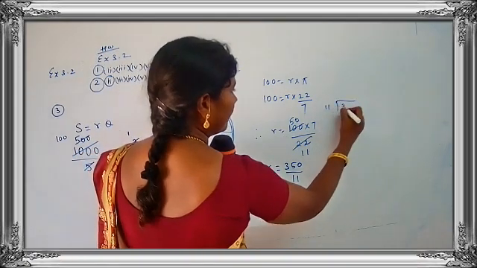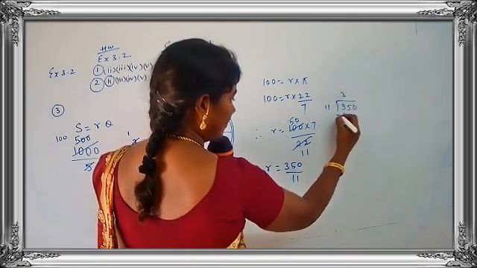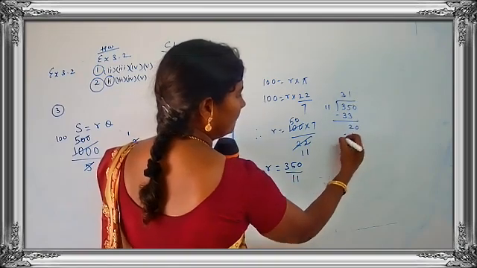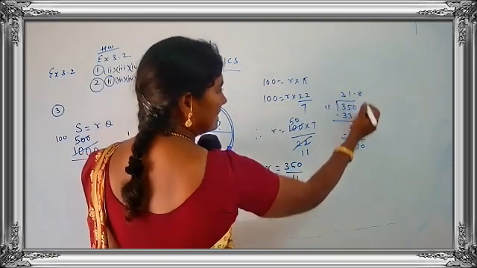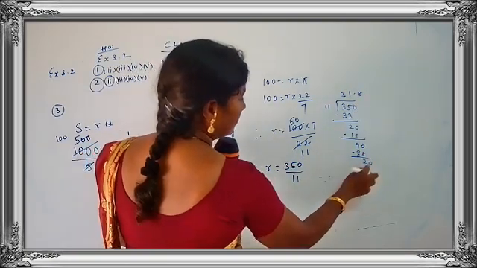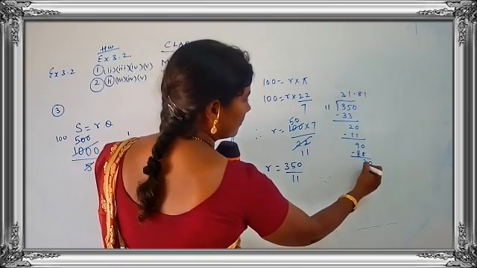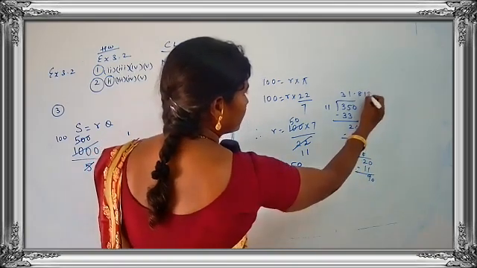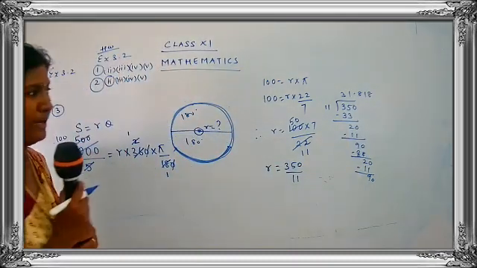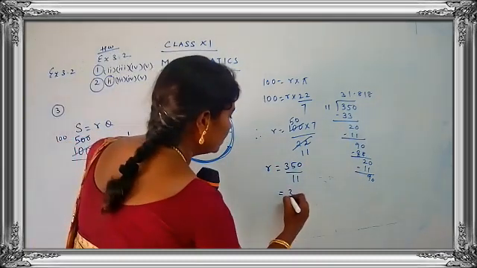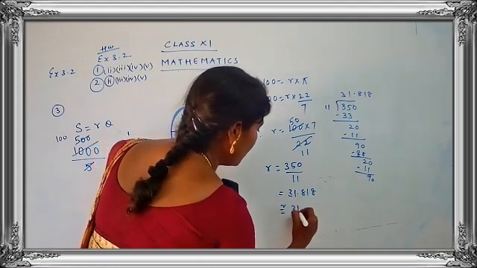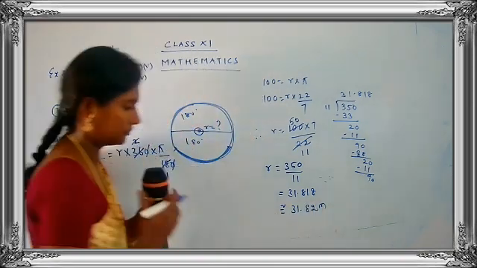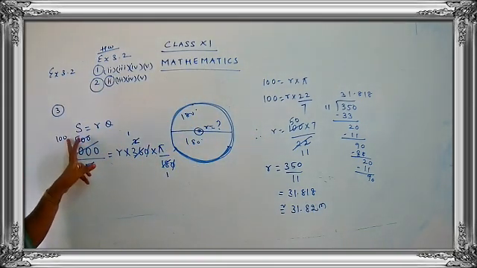5 sevens are 35 and 0. So 11 into 350. 11 threes are 33. 11 ones are 11, 9 0. I'm just adding 0, so I have to put a decimal point here. 11 eights are 88. 11 ones are 11, 9 0. So again 8. It goes on. 31.818. So I'll write this is equal to 31.818 approximately, 31.82 meter. Because I have changed the answer in terms of meter, okay. So I'll put here 31.82 meter.